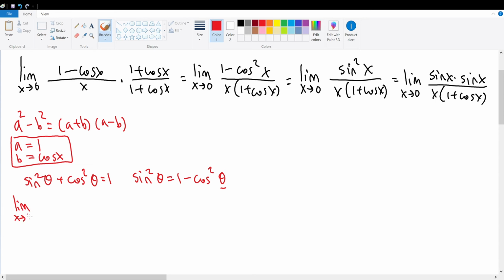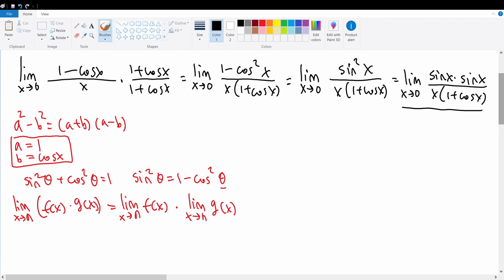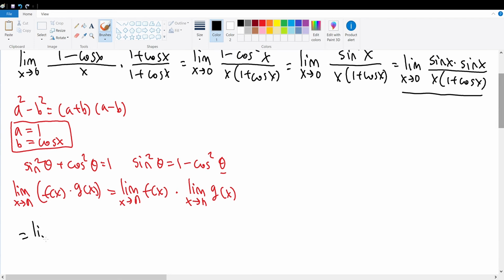of the product of two functions represented by f of x and g of x is equal to the limit as x goes to n of our first function f of x times the limit as x approaches n of the second function g of x. So we can break up this limit to be equal to the limit as x goes to 0 of sine of x over x times the limit as x goes to 0 of sine of x over 1 plus the cosine of x.